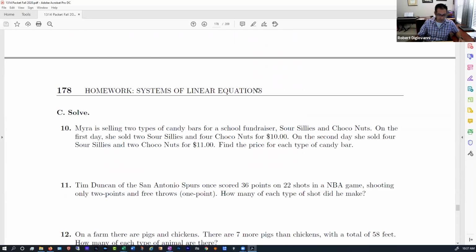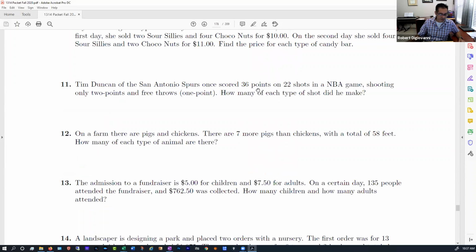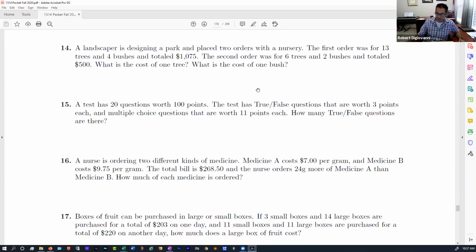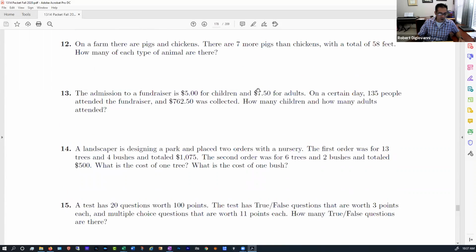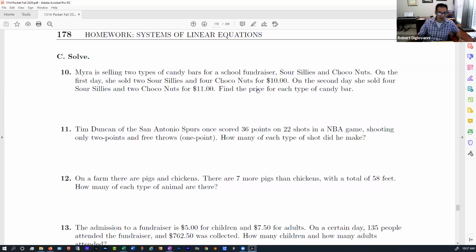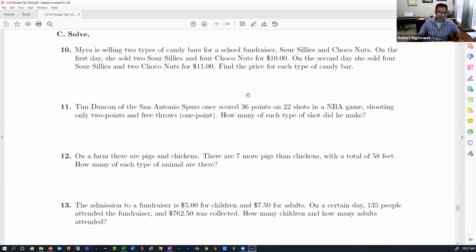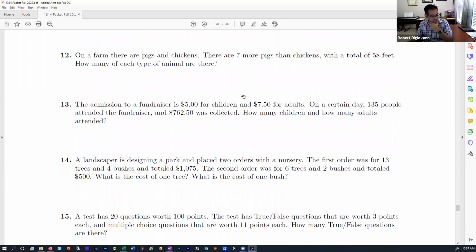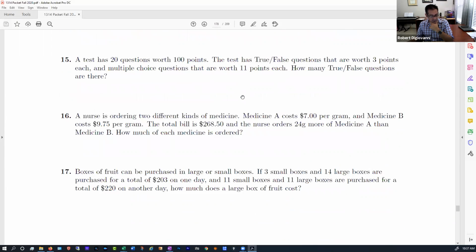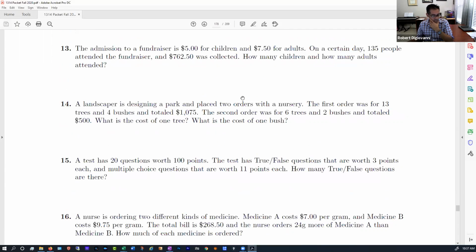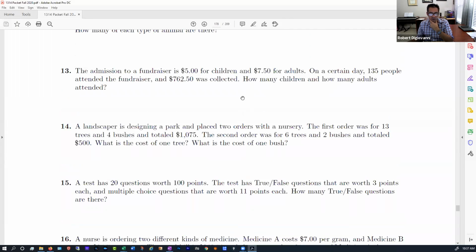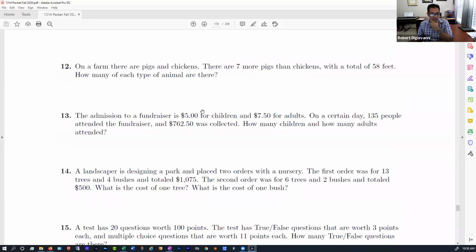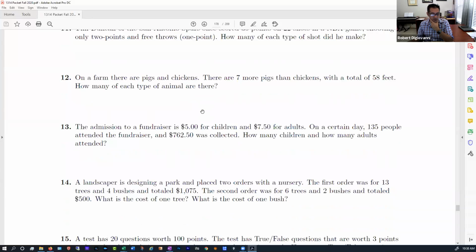I would suggest that you try and do all of these word problems, okay? This will appear on your final. So that's numbers 10 through 17. And we already did number 15, right? But see if you can do this, all right? Because if you can do these, you'll be in good shape for the test.